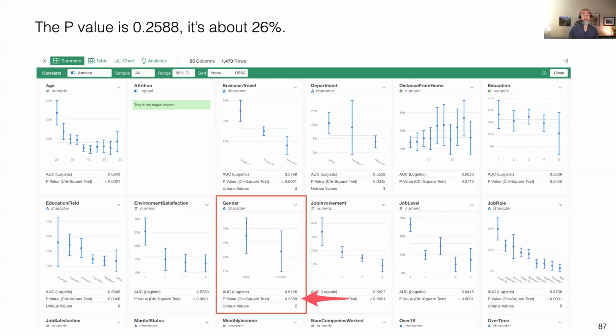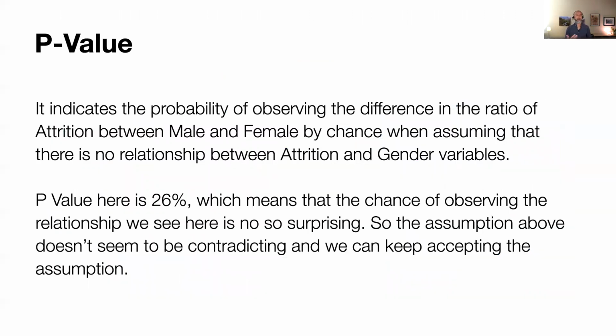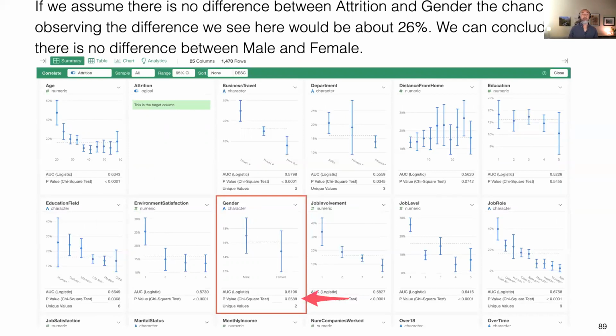So now here you can see the p-value, which is 0.2588, about 26%. We covered the p-value in the last seminar, so I'm not going to go into the detail, but p-value is about this: if we assume the null hypothesis, basically no relationship between attrition and gender, or no difference between male and female in terms of attrition, either way, then what is the chance that we would see this kind of difference? In this case, the male ratio is higher than the female ratio. What is the chance of getting this? If it's a marginal difference, then maybe it's 50%, just a coin flip or something like that.